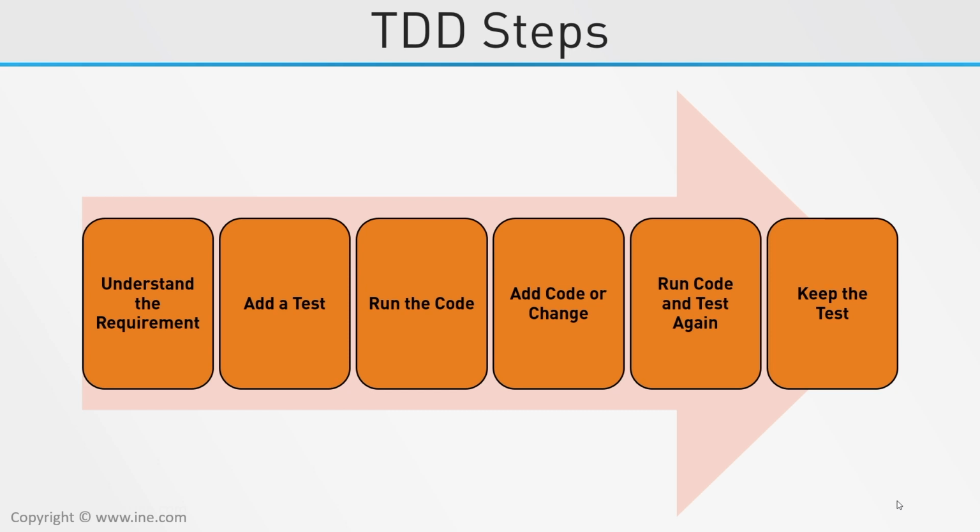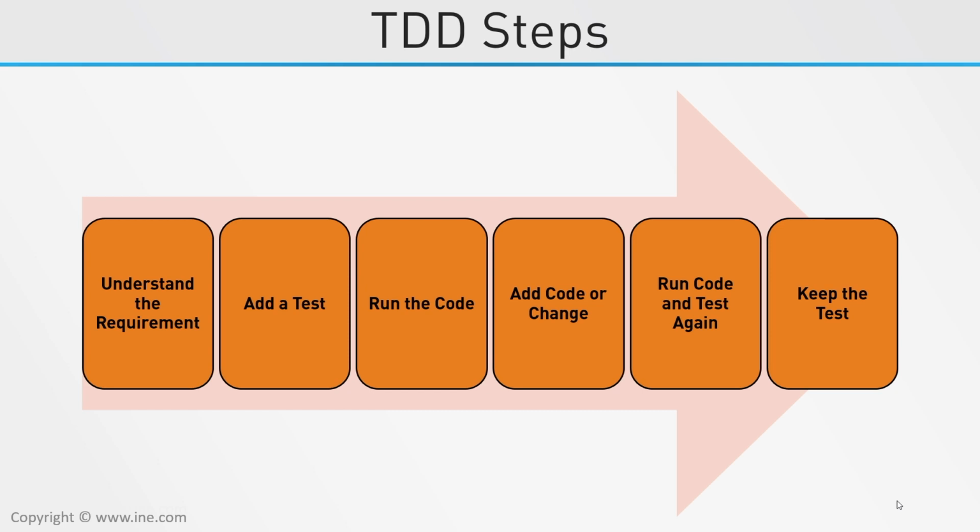Next, run the code. On first execution of the code, prior to the change, the test should fail. The test should be reviewed for how it failed and why. This is important to the programmer or engineer to code or design in such a way to pass the test. Add code or change. At this point, the programmer or engineer has enough information to code the software or change the network in such a way to pass the test.